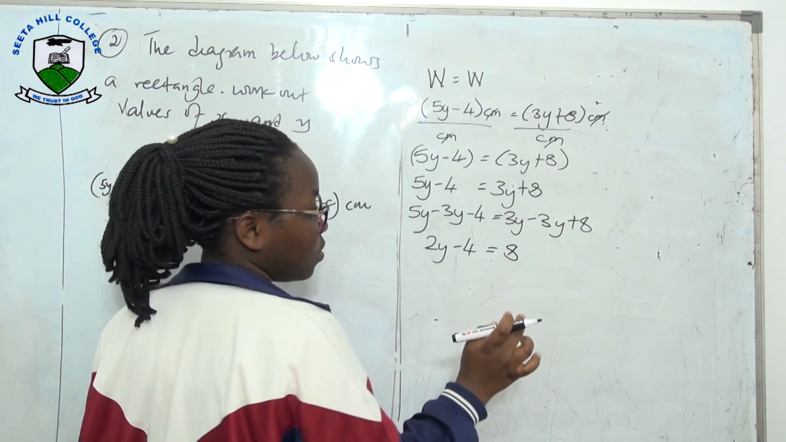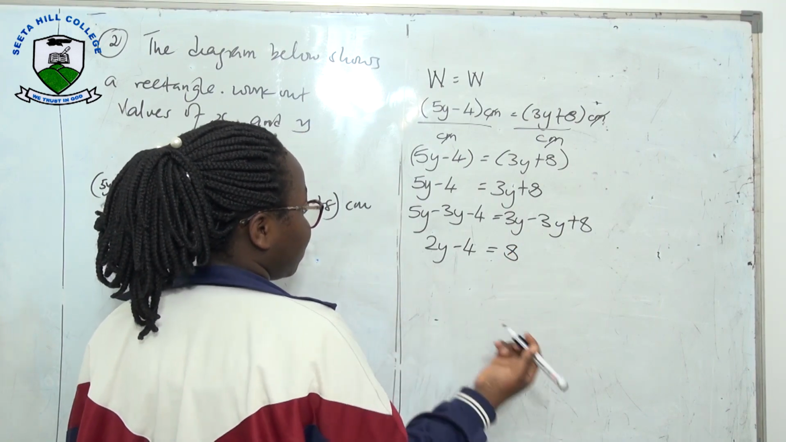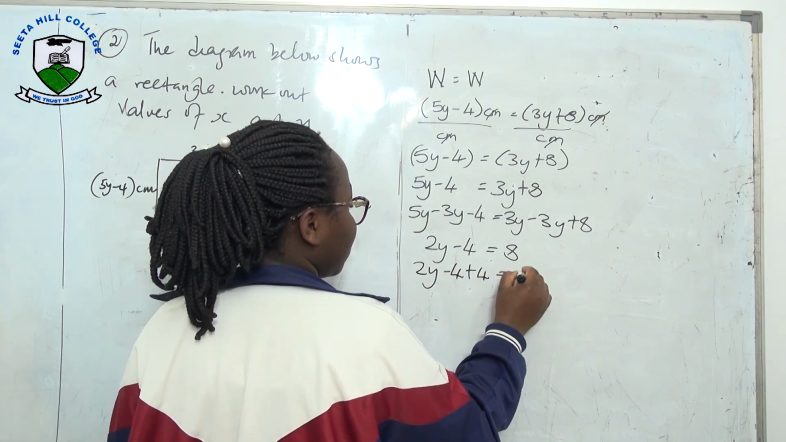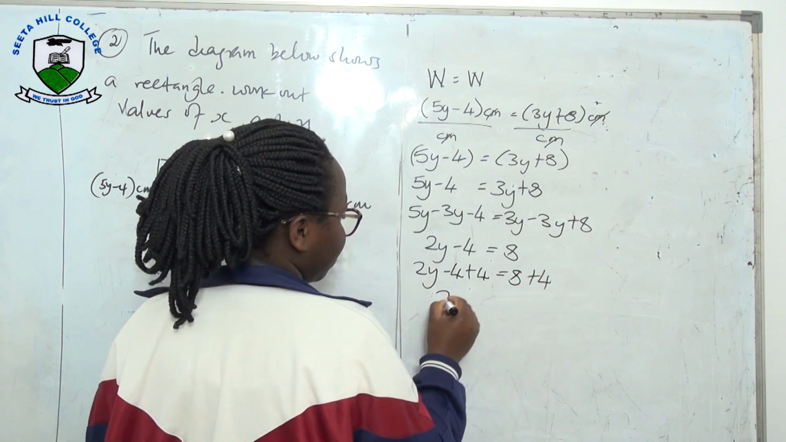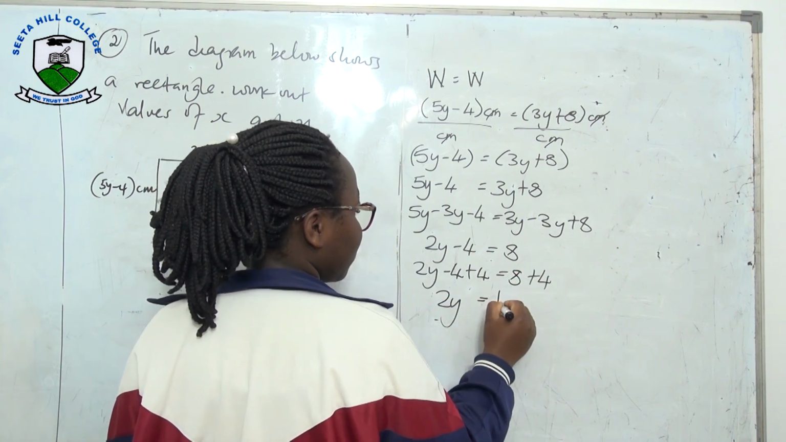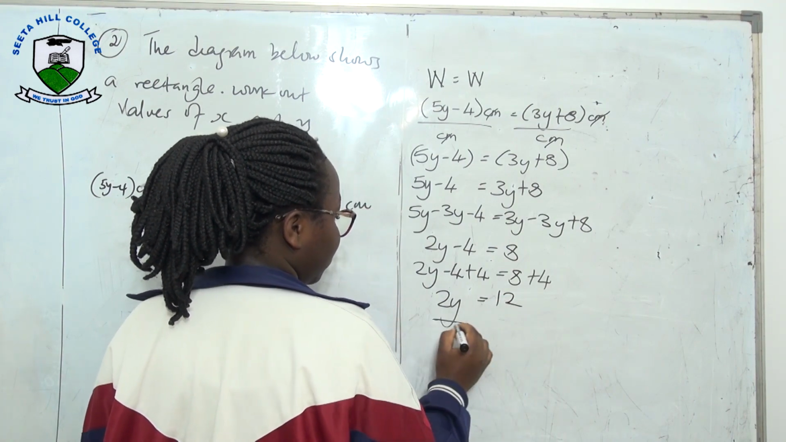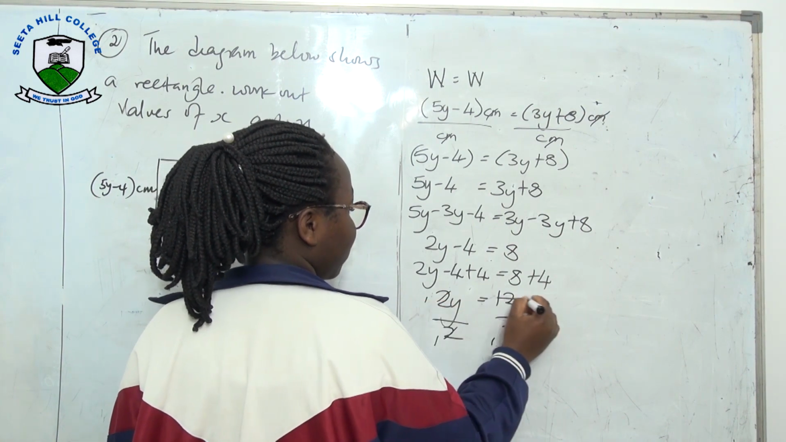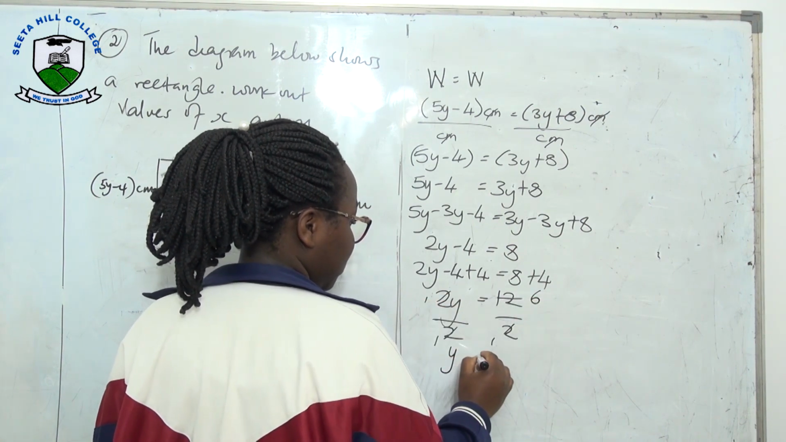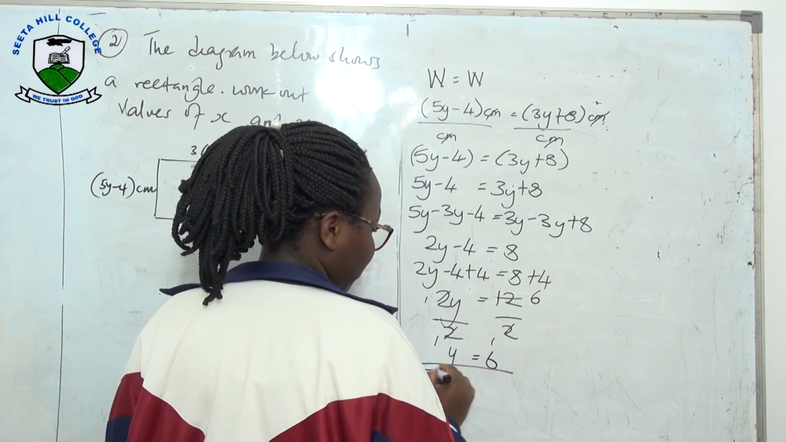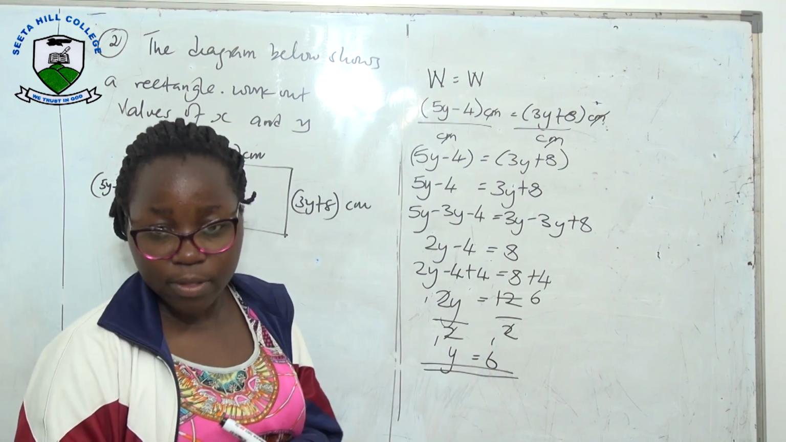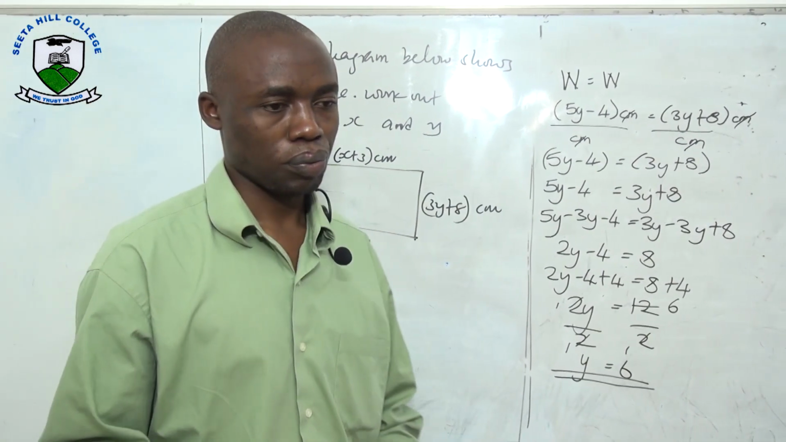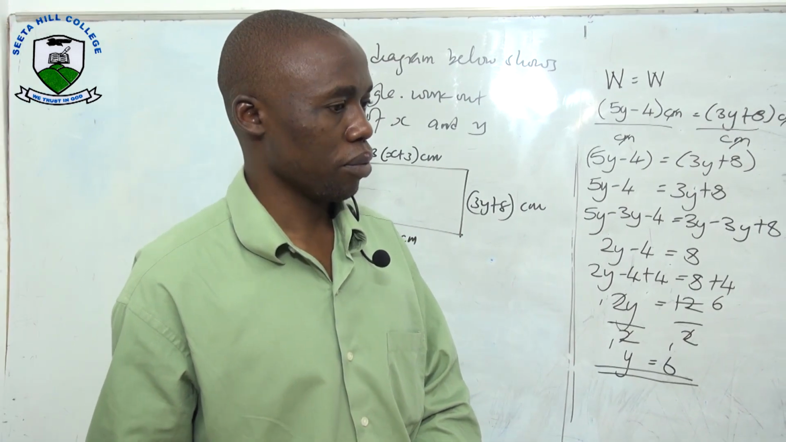So we shall have to add 4 on both sides, since this 4 is a negative. So it will give us 2y minus 4 plus 4 equals to 8 plus 4. So 2y will give us 12. You divide 2 on both sides, giving us 6. So meaning y is 6. Yeah, we thank you very, very much.